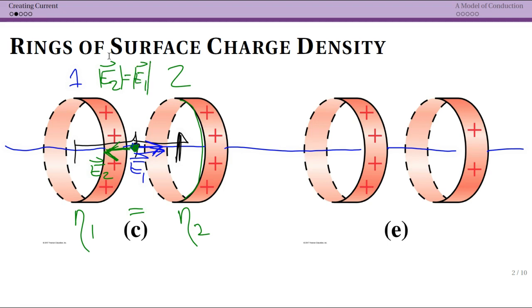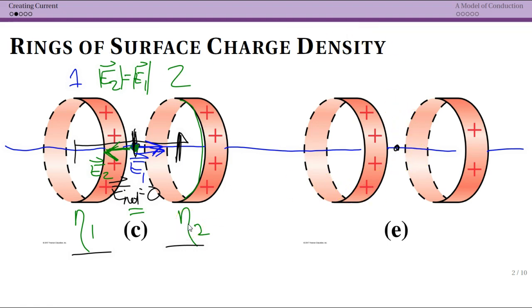So what is my net E here? E net at this very center point is equal to 0. They cancel. So if you are exactly halfway between two rings of equal surface charge density, there is no electric field on you. So hopefully you follow so far. This is just using what we learned in a previous chapter to think about electric fields from extended charge distributions. But now let's look at this next picture over here.